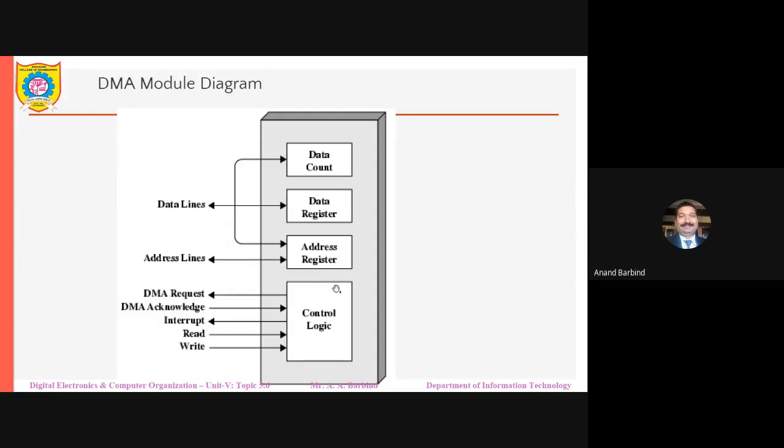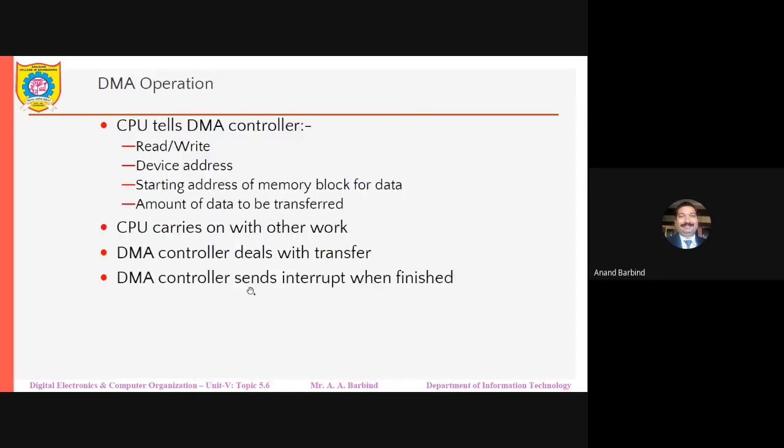So this is the typical internal diagram of this particular DMA controller. It consists of the data count, how much data is to be transferred from IO to memory or from memory to IO. This is the data register. When it is a memory to memory transfer, data is stored here, otherwise it may not be used. The address register is used to address memory, so where the data is to be transferred into the memory or is to be read from the memory. Whereas the control logic is used to give the control signals.